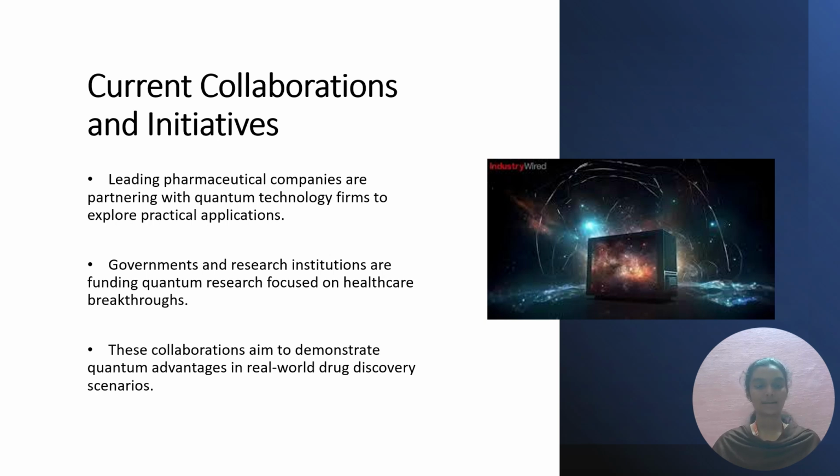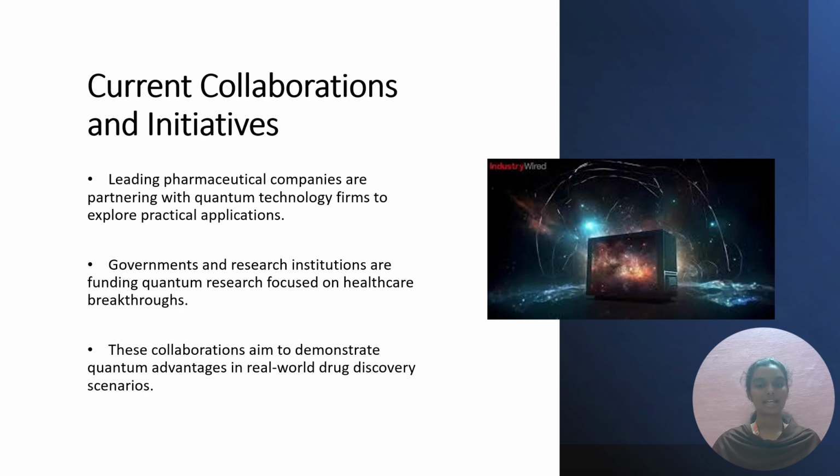Leading pharmaceutical companies are partnering with quantum technology firms to explore practical applications which can benefit them financially and in terms of stability in the present market. In addition, collaborations between academic institutions and industry partners are accelerating algorithm development and use case exploration in quantum chemistry.